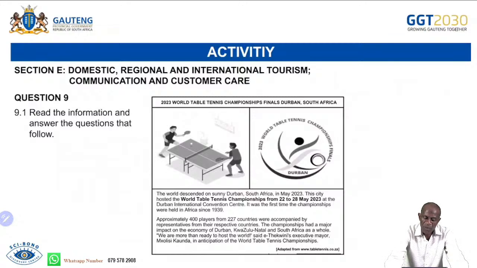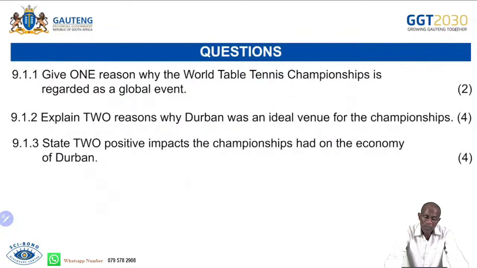That is what is inside the table. Now let's look into the questions. 9.1.1, give one reason why the World Table Tennis Championship is regarded as a global event. 9.1.2, explain two reasons why Durban was an ideal venue for the championship. And 9.1.3, state two positive impacts the championship had on the economy of Durban.